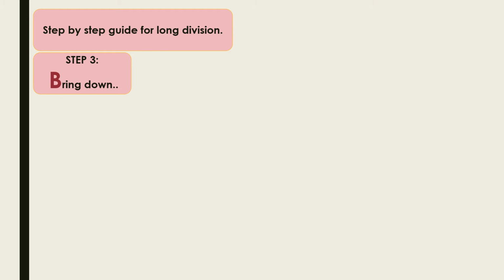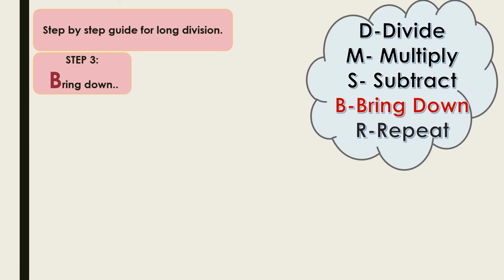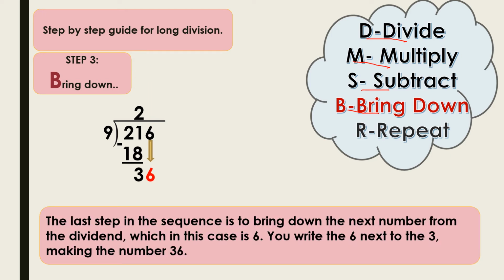Next step is bring down. So in our guide, it is divide first, multiply, subtract, and bring down. So the fourth step is bring down. After you multiply 2 times 9, the answer is 18, you subtract and get 3, then the next step is you bring down 6 to make it 36. So the last step in the sequence is to bring down the next number from the dividend, which in this case is 6. You write the 6 next to the 3, making the number 36.